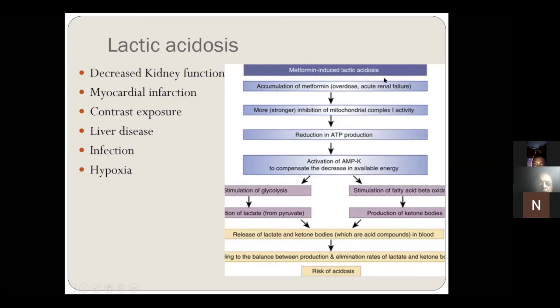How lactic acidosis occurs with metformin: metformin overdose leads to inhibition of the mitochondrial complex, which reduces ATP generation. When ATP is reduced, there will be activation of AMP kinase, which will compensate for the availability, because there is no ATP production oxidatively. Anaerobically, it will lead to stimulation of glycolysis and lactic acid production from pyruvate. Stimulation of fatty acid beta-oxidation also increases ketones, and it will lead to ketoacidosis and also lactic acidosis. The production and excretion are imbalanced because the kidney is not functioning well. That will lead to accumulation and acidosis.